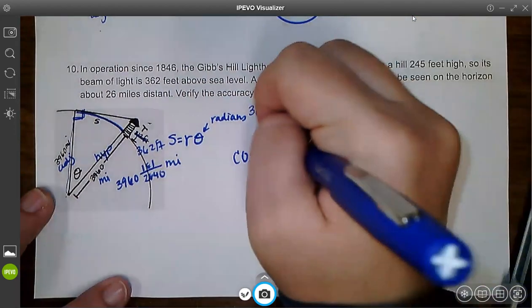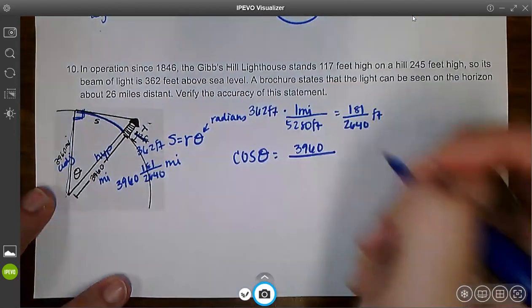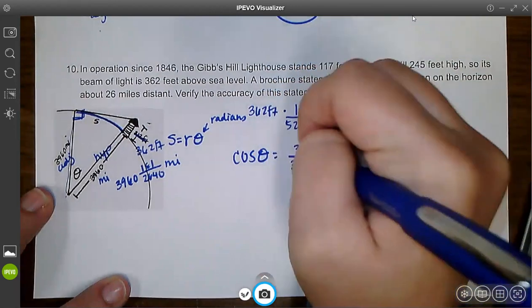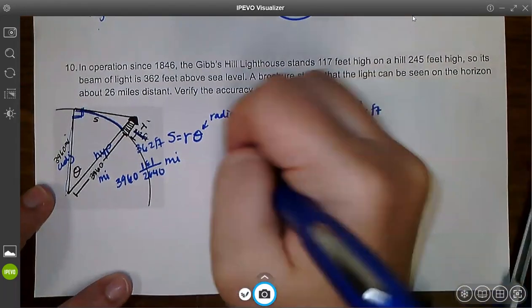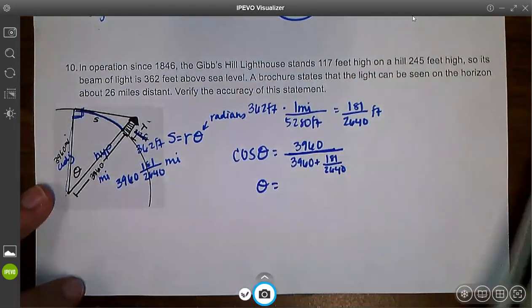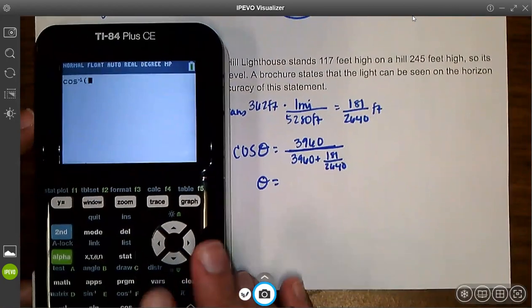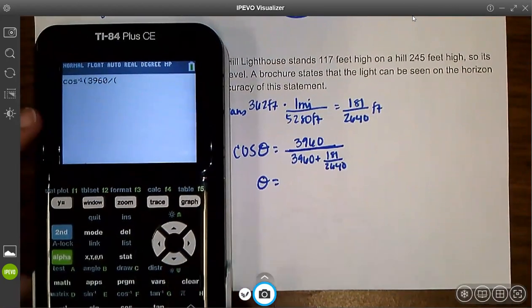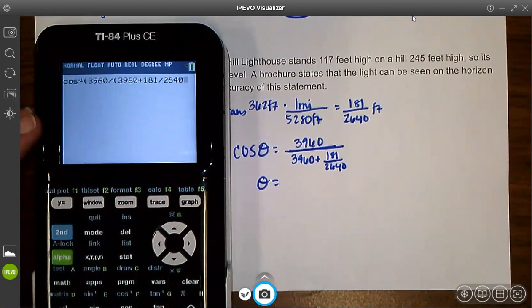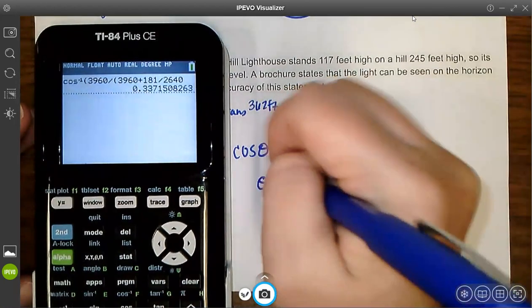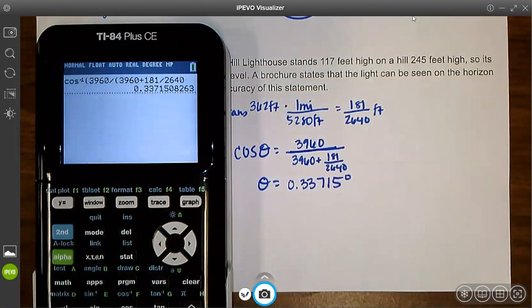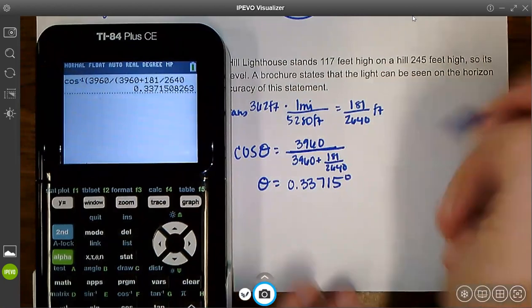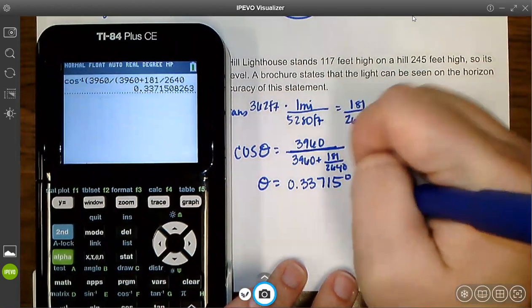Cosine is adjacent, which is 3960, over my hypotenuse, which was the 3960 plus the 181 over 2640. And then I'll take the inverse cosine of that to find my angle theta. So the inverse cosine of 3960 divided by 3960 plus 181 over 2640. And you get 0.33715 degrees. So now I need to convert that to radians so that I can plug it into my arc length formula. So times pi over 180.